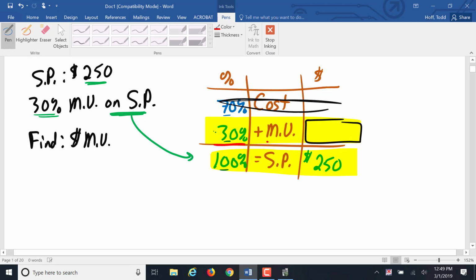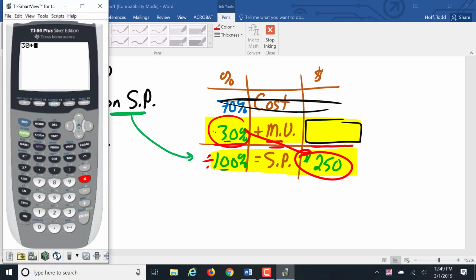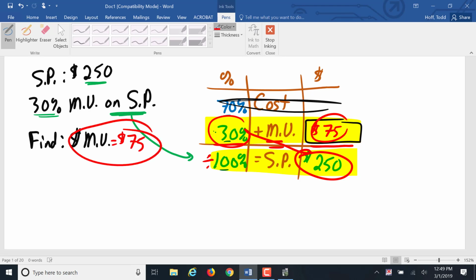So we have our proportion here right in our table. And we'll cross multiply and divide. 30 times 250 divided by the 100 should give us $75 as our markup. So the dollar markup is $75. So let's do another example.